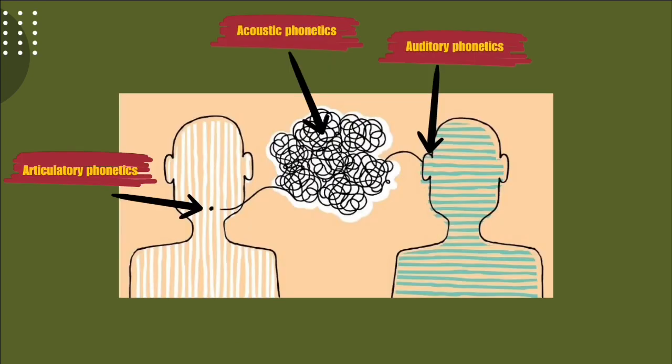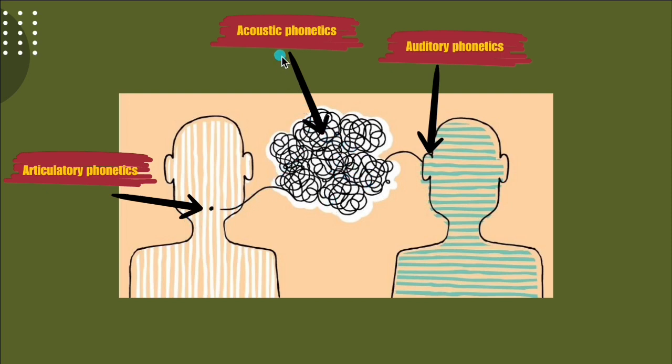Okay, so we can say that this image captures the whole thing. This image beautifully captures the three branches of phonetics. Of course, we begin with articulatory phonetics. This is where it all begins, with the speaker using the vocal organs like the tongue and lips to produce sounds. All right.